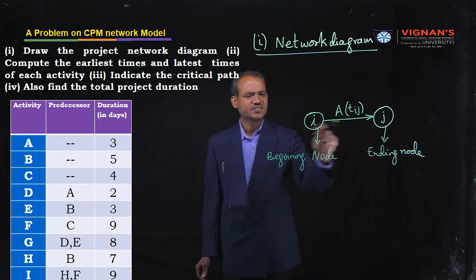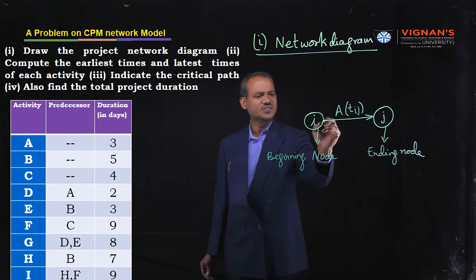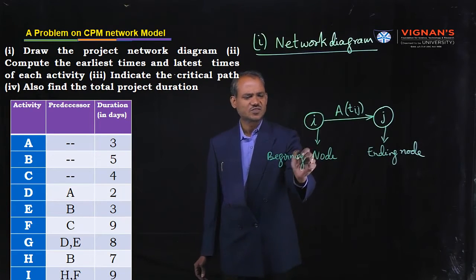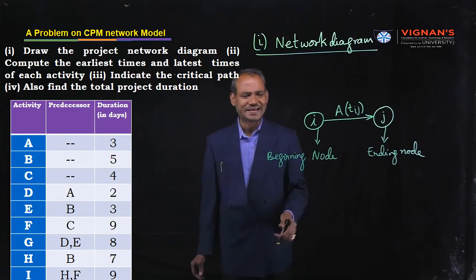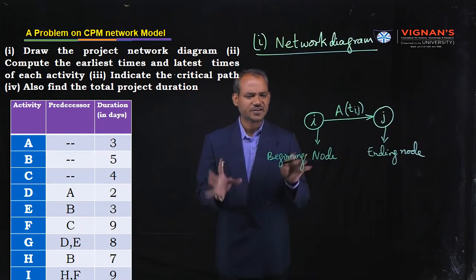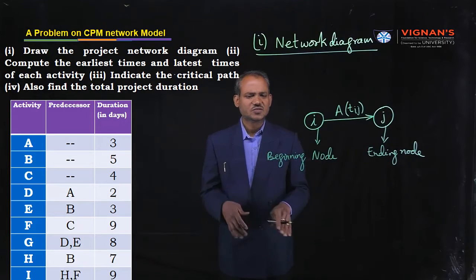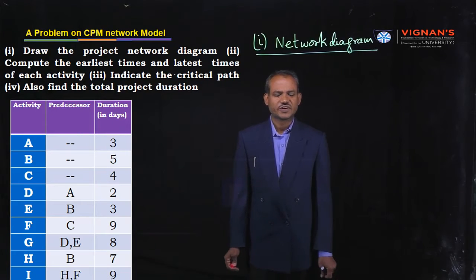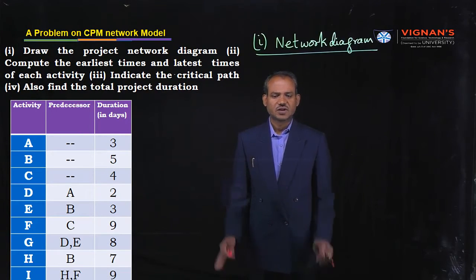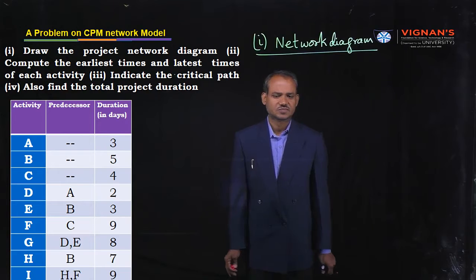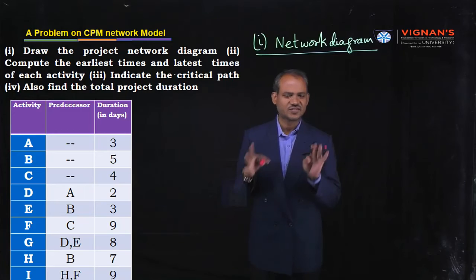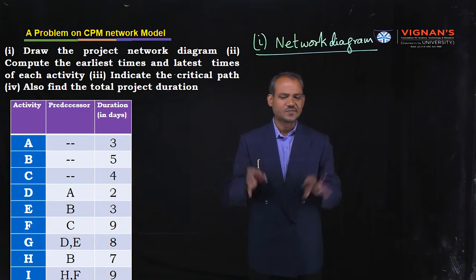Now this is activity. Activity is represented by arrow. This arrow should contain two circles. One circle is known as beginning node. Second circle is known as ending node. Keep in mind, to draw this network diagram, first consider the activity column. First consider activity A. For activity A, predecessor is none. Dash means none. Its duration is 3.